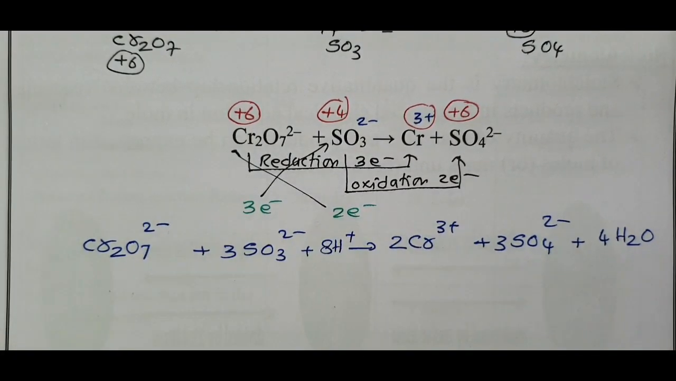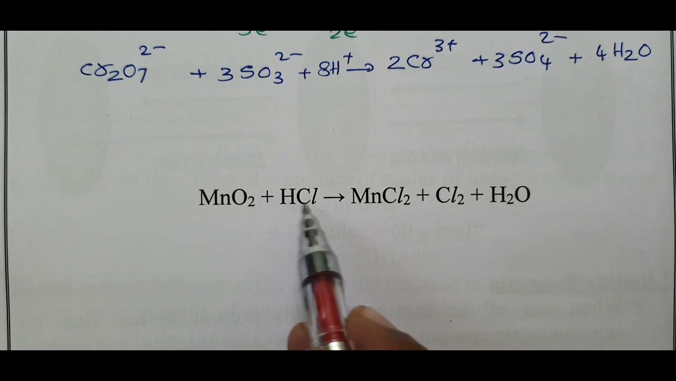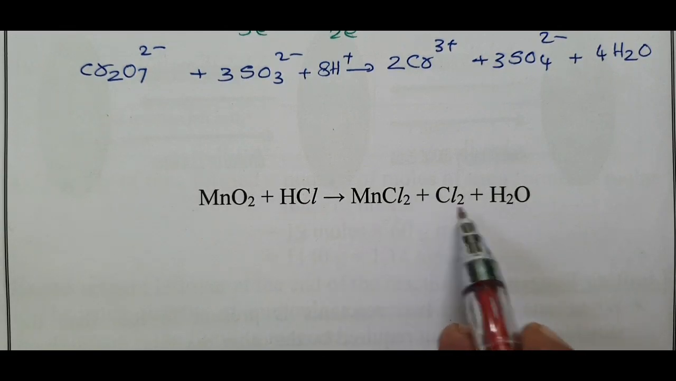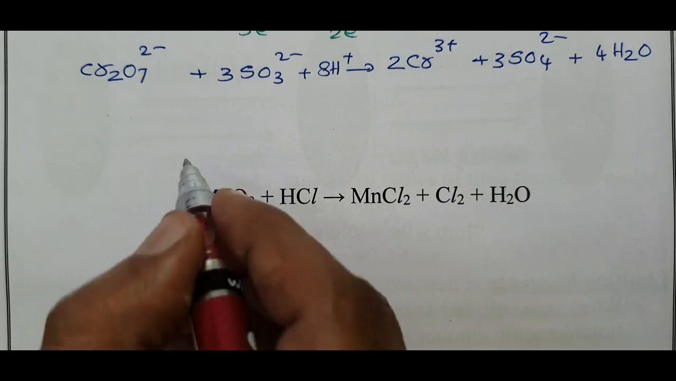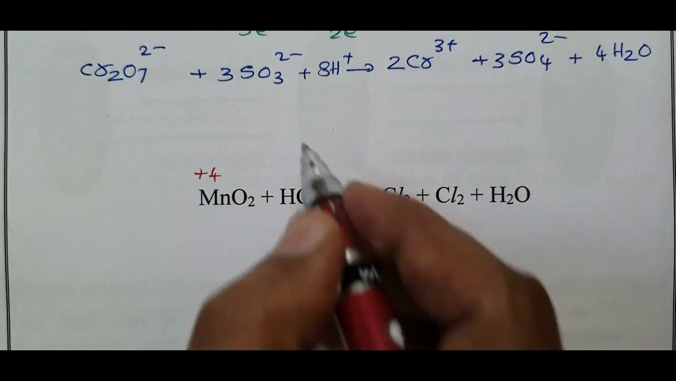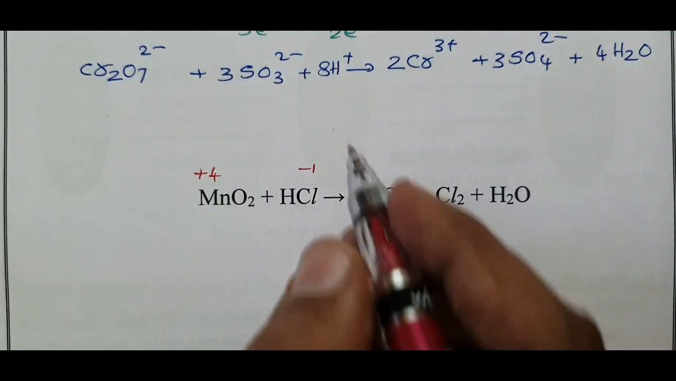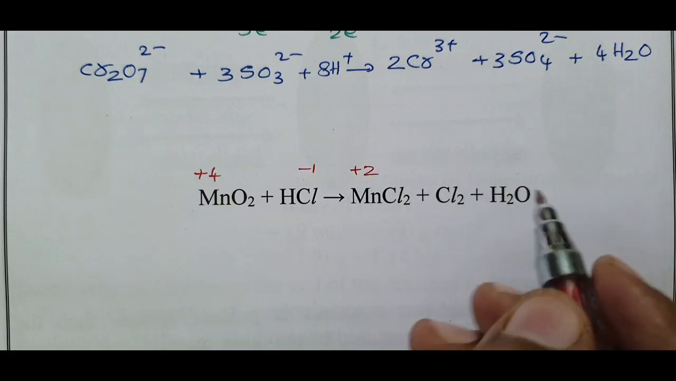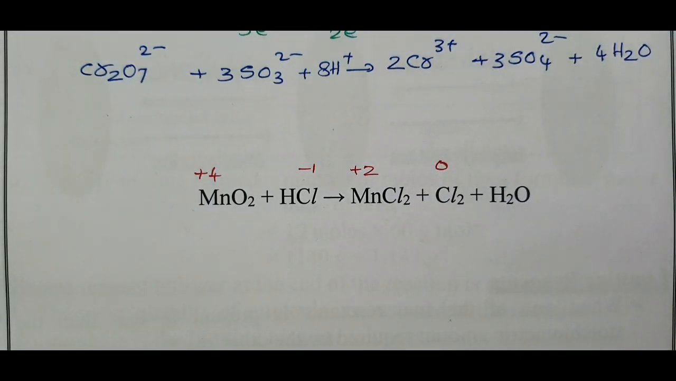The equation is balanced. Come to the next equation. Come to the second equation to balance. MnO2 plus HCl gives MnCl2, Cl2 plus H2O. 1 oxygen is minus 2, 2 oxygens is minus 4. Therefore, the manganese oxidation state is plus 4. 1 H is plus 1, 1 chlorine is minus 1, 2 chlorine is minus 2. Therefore, the oxidation state of manganese is plus 2. A homogeneous diatomic molecule has oxidation state 0.